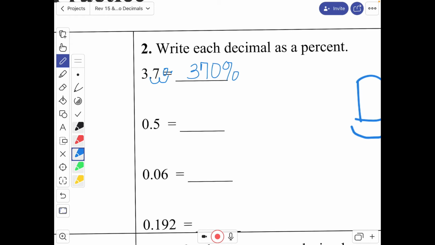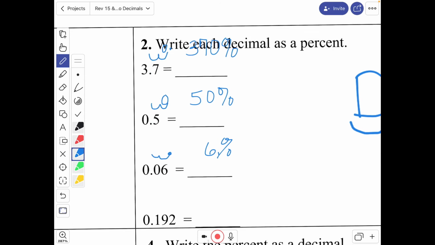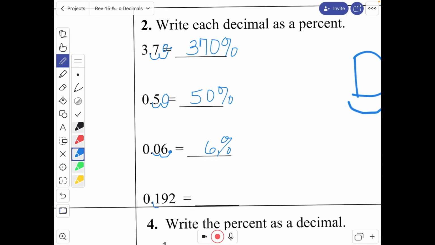And yes, sometimes we have greater than 100%. Okay, the next one, 2 spaces. I have to add one of those zeros, so that makes 50%. And this one, 2 spaces, it goes right next to the 6. So 6%. 2 spaces, 1, 2. It's between the 9 and the 2. 19.2%.